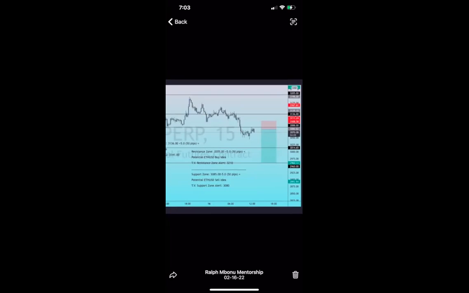Let me just remind you guys. As you see here, where it says TV alert, that means you want to go where it says TV alert, right? When I send you charts like these, you want to go ahead and make sure you set an alert at the zone 3210.